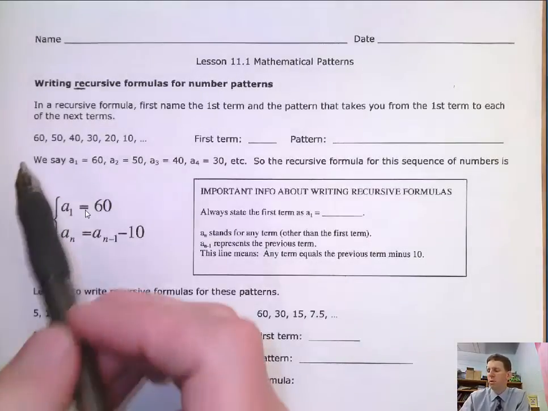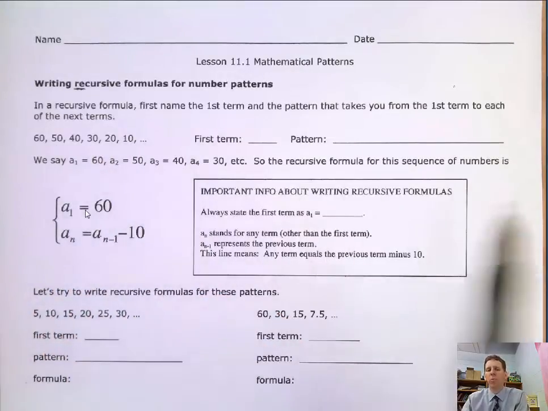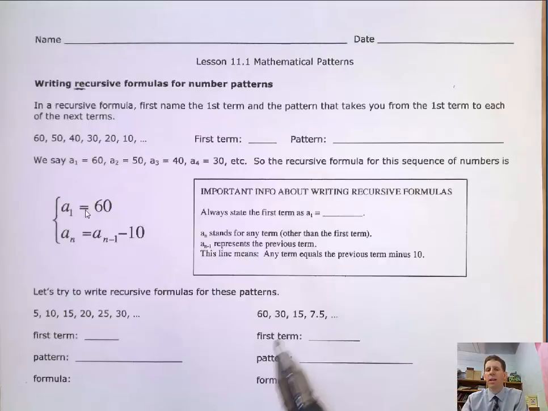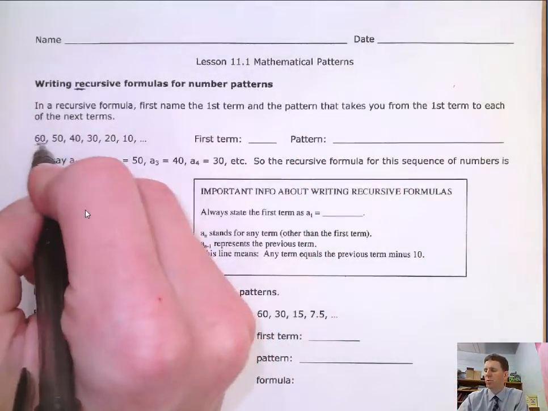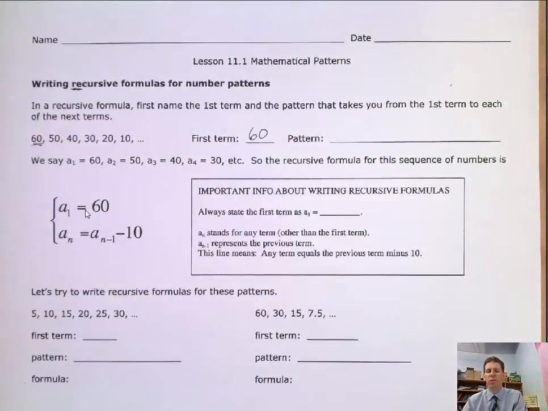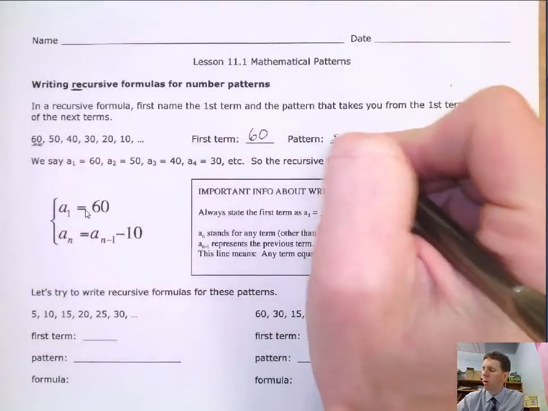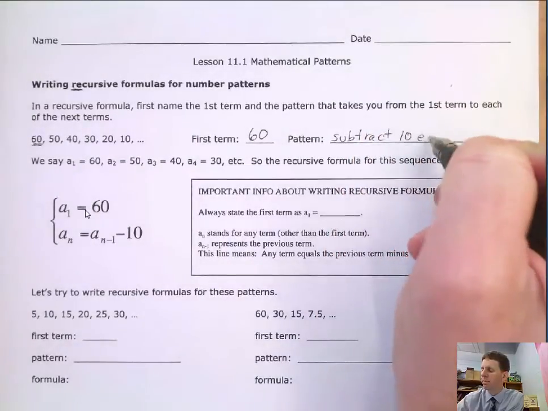Let's look at this pattern of numbers, 60, 50, 40, 30, 20, 10. I think you know what the pattern would look like if we kept this going. In a recursive formula, we need to know the first term. In this sequence of numbers, the first term is 60. And we also want to address what the pattern is. The pattern here is that the numbers are getting 10 smaller each time. So to get from one number to the next, we're subtracting 10 each time.